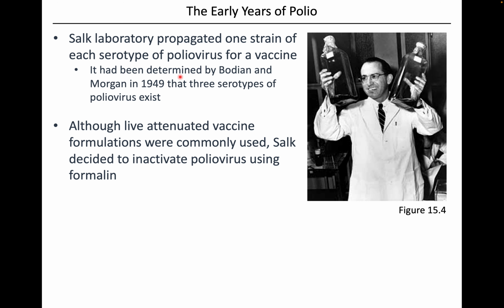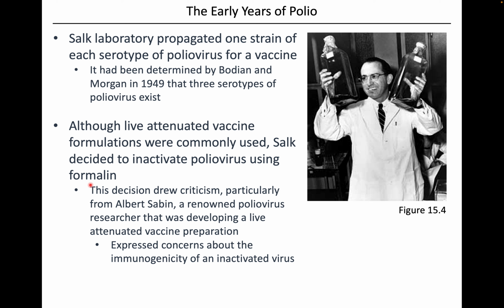And there were known to be 3 different subtypes or serotypes of poliovirus, and Salk and his research group propagated one strain of each serotype to include in the vaccine. And also at that time, it was most common to use live attenuated virus as vaccine, but he decided to use inactivated poliovirus. So he's basically inactivating using a chemical, formalin.